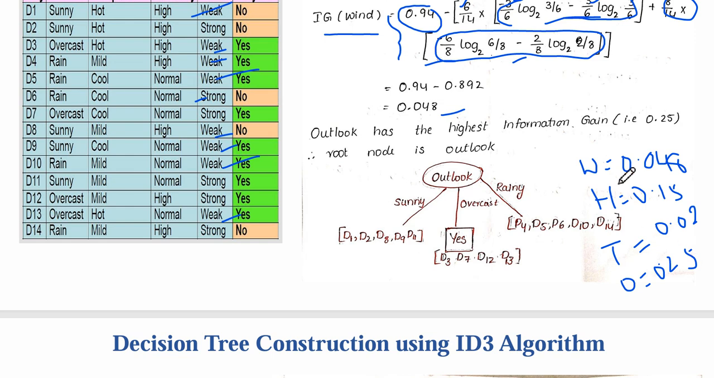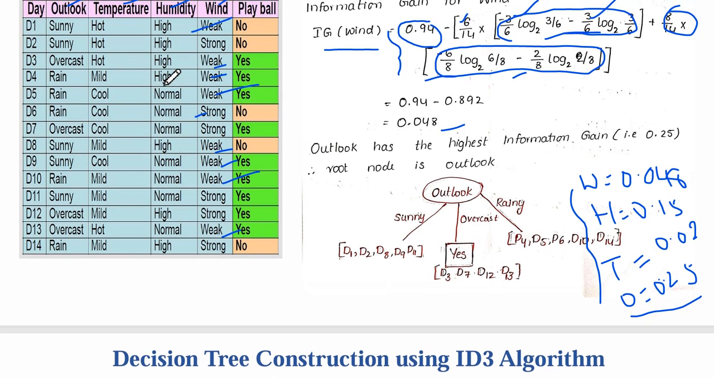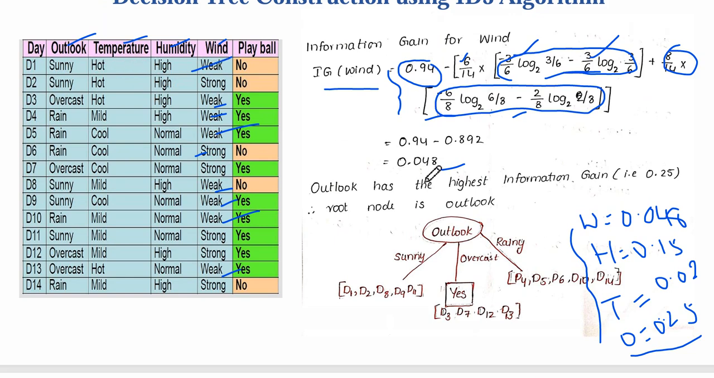From these features' gain values, which feature has the highest gain? Outlook is the highest gain, that is 0.25. That's why, from these four features, outlook is the best feature. Why? Because that feature has the highest information gain. That's why the best attribute is outlook. Now we have to construct the partial decision tree. Outlook is the root node. Its values are sunny, overcast, rainy.